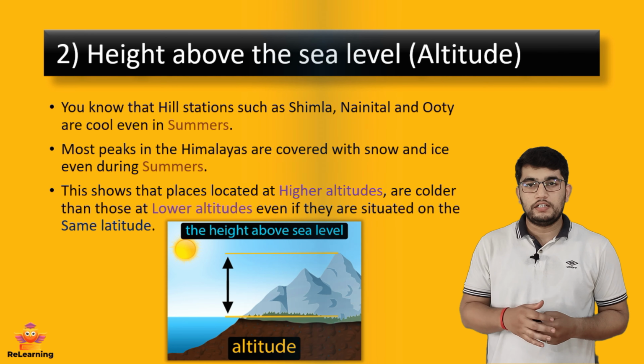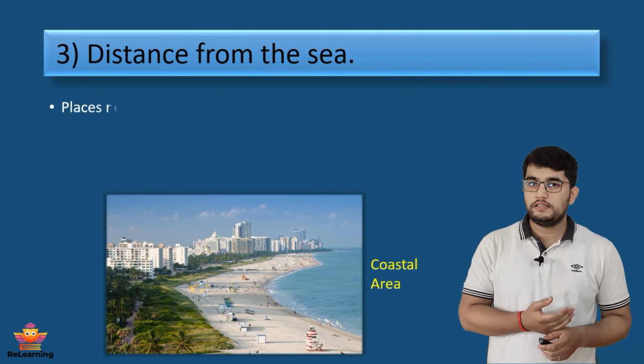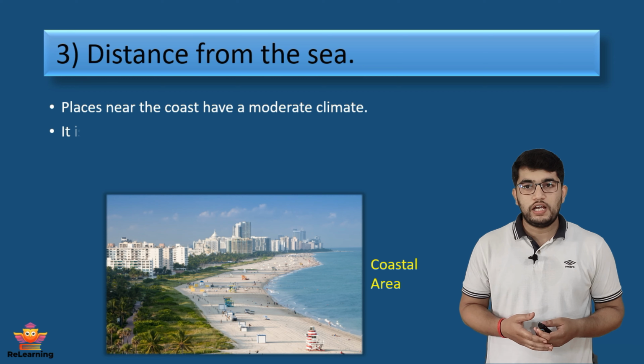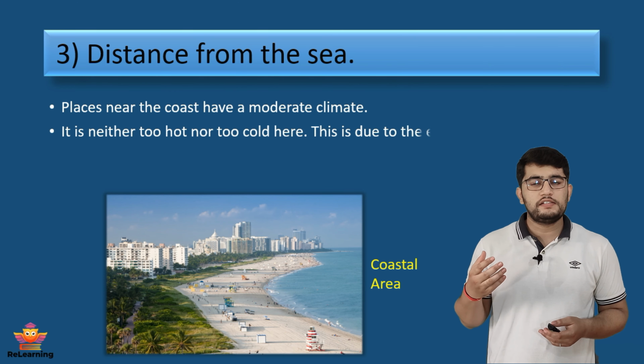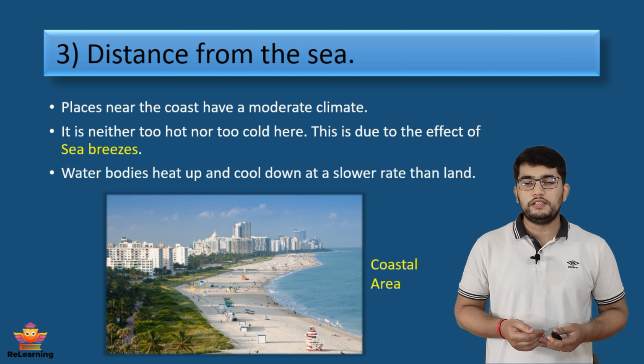Getting it? Let's see the next one. The third one, that is distance from the sea. Places near the coast have a moderate climate. It is neither too hot nor too cold. This is due to the effects of sea breeze.